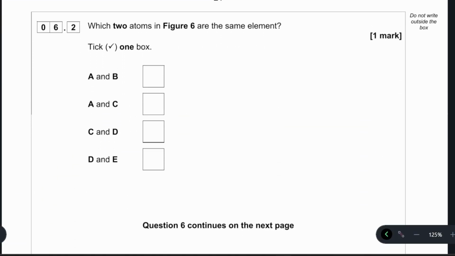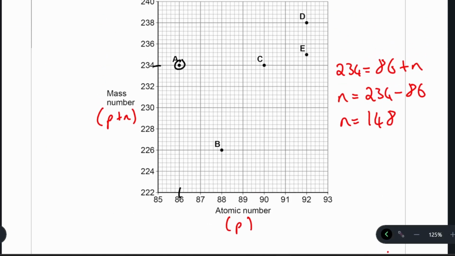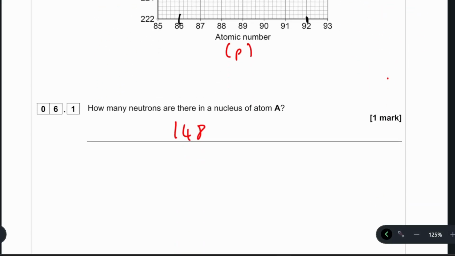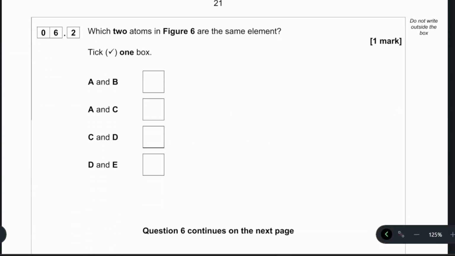Cool. Next part of the question: which two atoms in figure 6 are the same element? So what decides an element is the atomic number. It's the number of protons. So you can see here for the atomic number 92, we've got both E and D, which have that same atomic number. They've got different masses, but the atomic number is what actually decides what an element is. So if both of those have an atomic number of 92, it's the same element. So we can write here D and E.